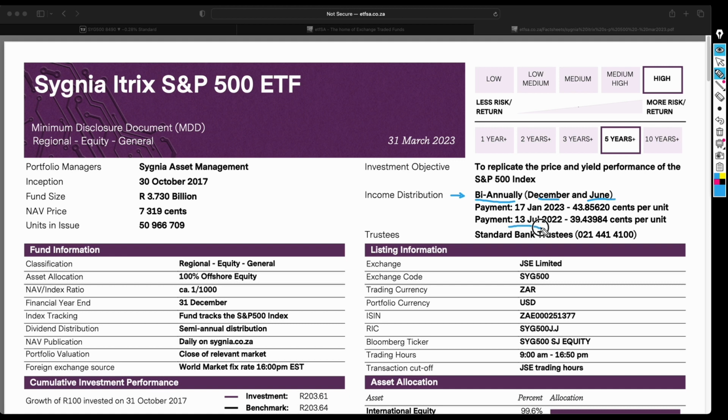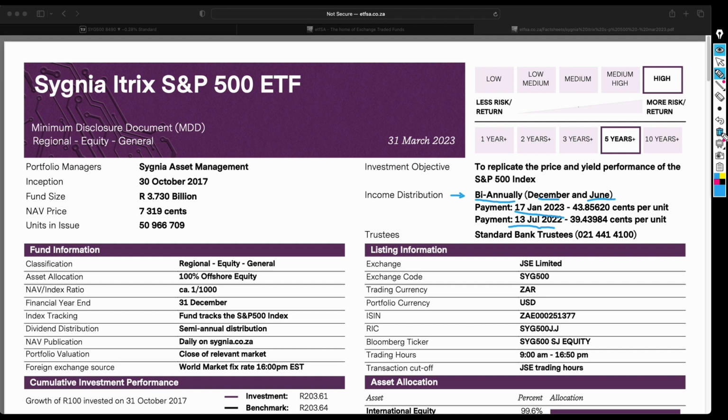You can see here the payment was made on the 13th of July 2022, and in January it was made on the 17th of January 2023. So we can expect, if there is an income distribution that is declared, we can expect it to be paid in the middle of the following month. So in this case, for June, it's going to be July.